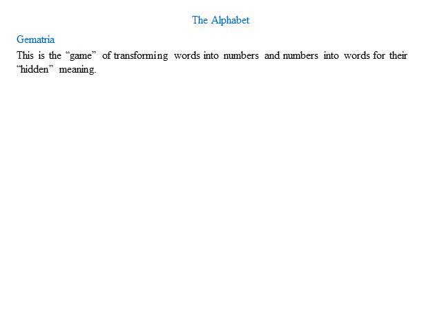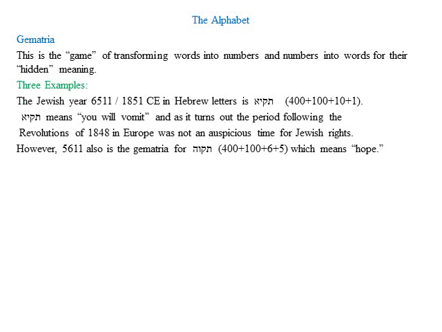Another interesting aspect of the Hebrew alphabet is the issue of gematria. This is the game of transforming words into numbers and then seeing numbers into words for their hidden meaning. We'll see how this works from these three examples. The Jewish year 6511 was in the Gregorian calendar 1851, and 6511, when put into letters, becomes this word Taki, which is 400, 100, 10, and 11, 6511.